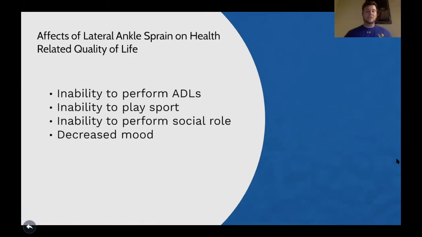They may not be able to do their ADLs. They may not have an easy time going to class, which can affect academic performance, an inability to play their sport. This may cause them to have some issues with their identity as an athlete or as a student, their social roles with friends or with their teammates. And this is going to affect potentially their mood and emotions as well. So there's a direct correlation between a patient that has these risk factors, has an injury, goes through the disabling process, and may have a lower health-related quality of life in return.